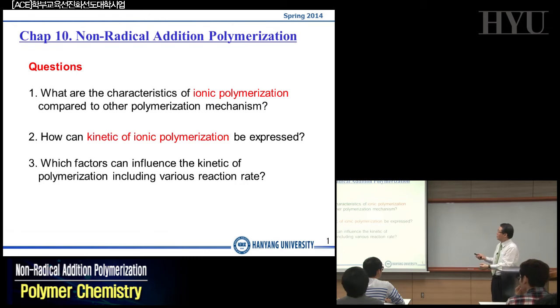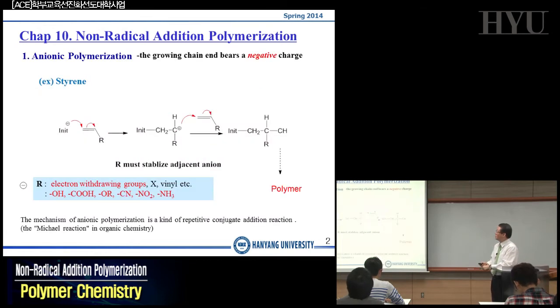So we will be able to look at what is the characterization of ionic polymerizations. What about the kinetics? How you determine the degree of polymerization, how you determine the molecular weight of your anionic polymerization and cationic polymerizations. What are the factors influencing the kinetics of polymerizations as well? So we will look at these in detail. First of all, we will look at the anionic polymerization reactions.